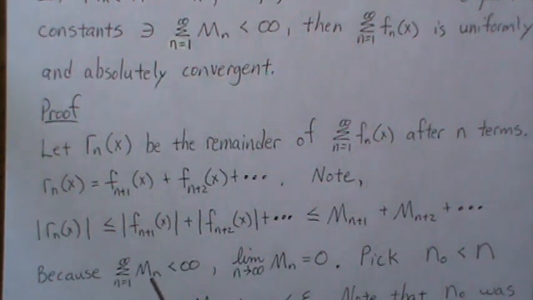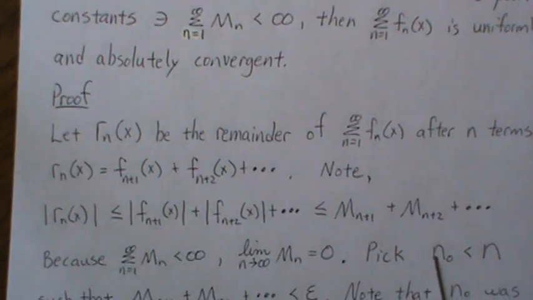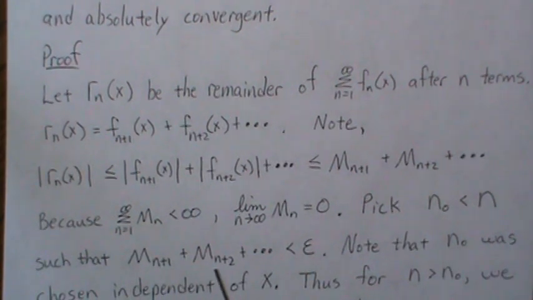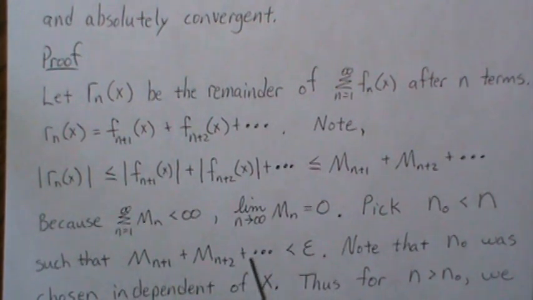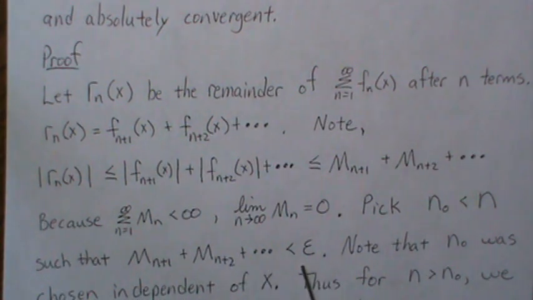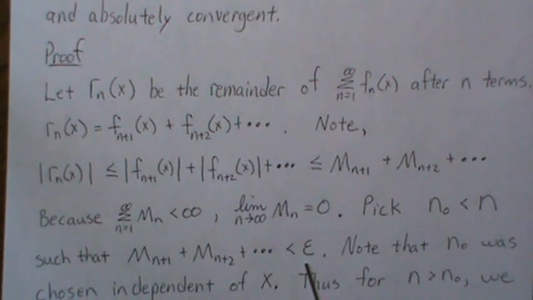But because the infinite series is finite, we know that those Mn's limit to 0. Eventually this goes to 0, otherwise, it would never converge. So we're going to pick an n naught, such that for all n greater than our chosen n naught, the sum of the remainder terms, or the sum of the Mn's, is less than epsilon. And this makes sense because eventually these get really, really small. And so at some point we can just say, whatever's left is less than epsilon.